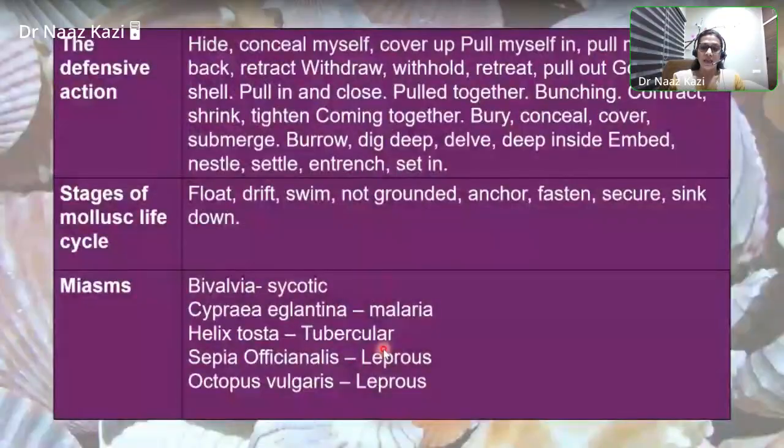The Cypraea eglantina, it is malaria. Helix tosta is tubercular. Sepia is leprous, and Octopus vulgaris is again leprous.